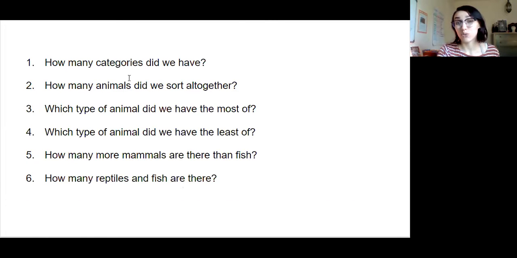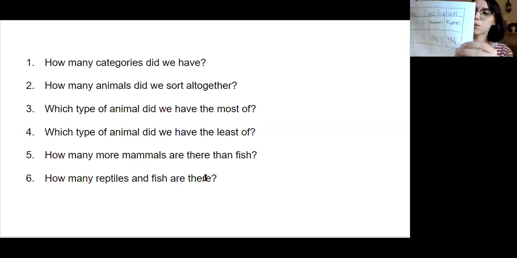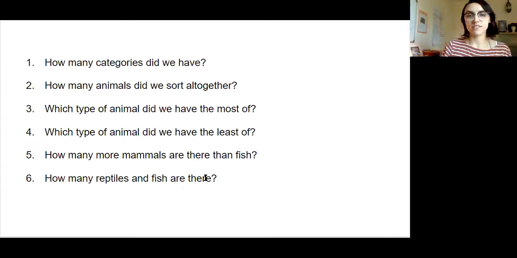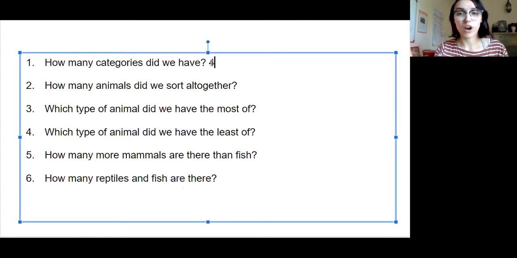These are the kinds of questions that we'll be looking at. How many categories did we have? Well, we had birds, fish, mammals, reptiles. That's 1, 2, 3, 4 categories. So the answer to that question would be 4.